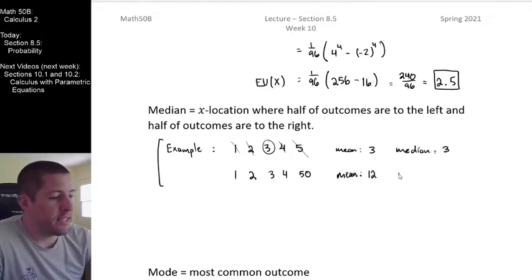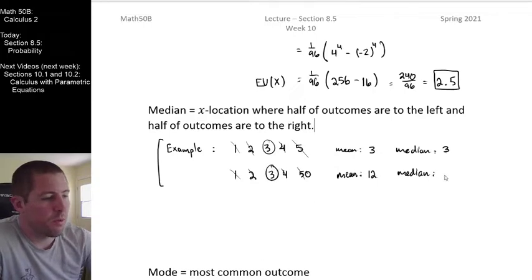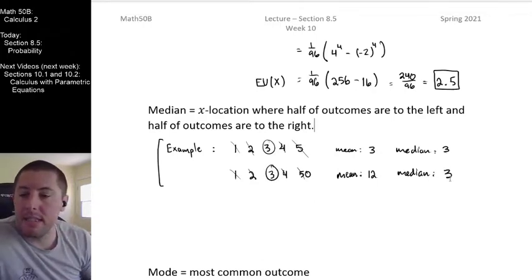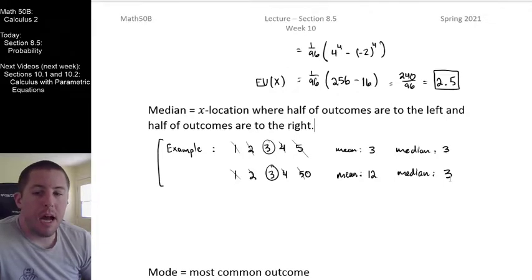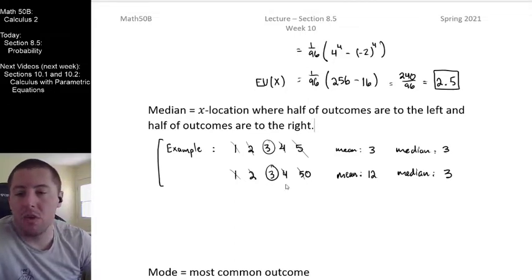Now, if we instead go to compute the median of this one, I can play the same game. I cross off my outermost 2, cross off my outermost 2, and I'm left with the one in the middle. The median is still 3 here. The thing that's important about the median is that it does not care about the size of the number. It cares instead about its location relative to the others.